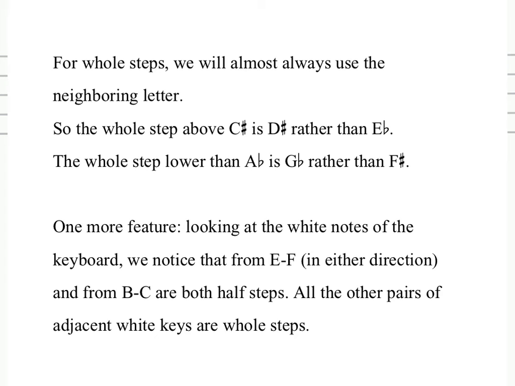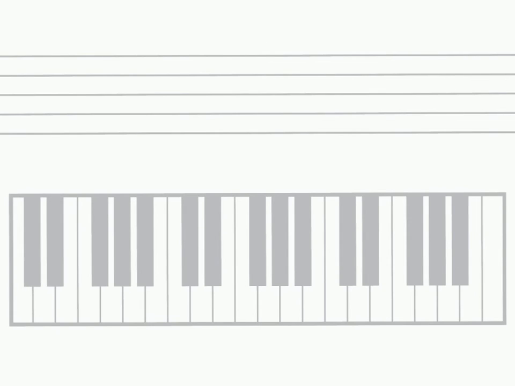One more feature. Looking at the white notes of the keyboard, we notice that from E to F in either direction, or from B to C in either direction, up or down, are both half steps. All the other pairs of adjacent white keys are whole steps. So here was our B to C half step and our E to F half step. Okay, every other C to D is a whole step, D to E is a whole step, F to G is a whole step, G to A, or A to B.